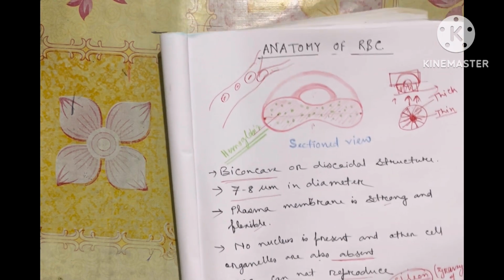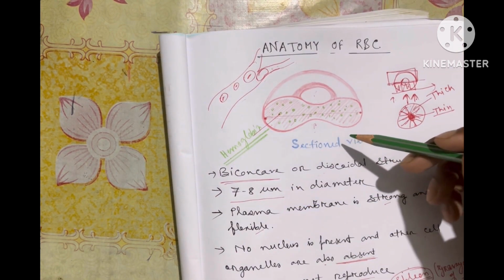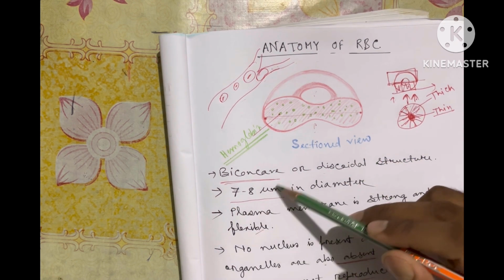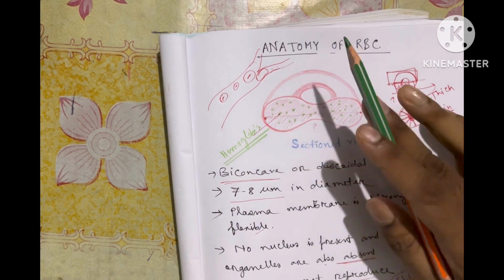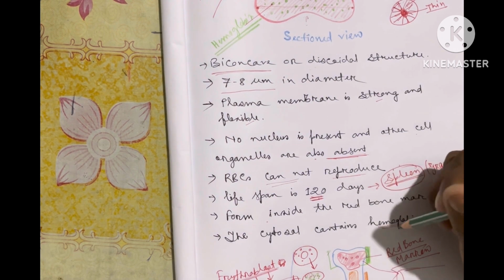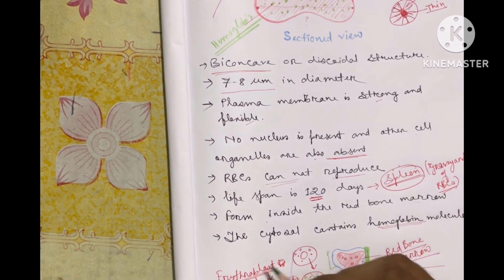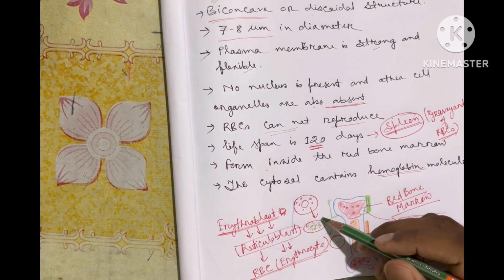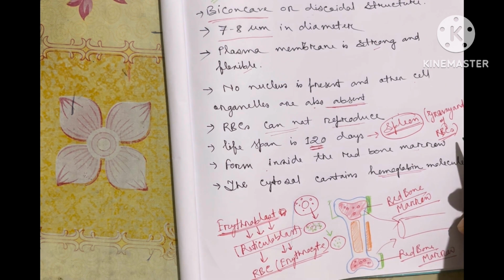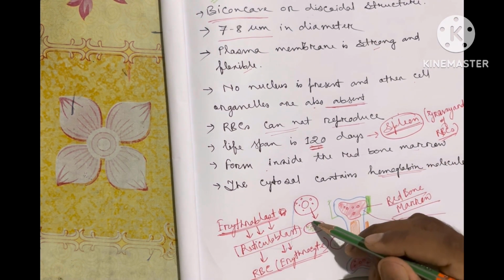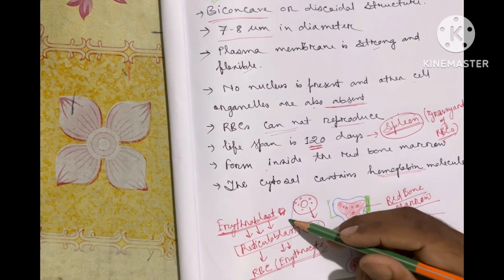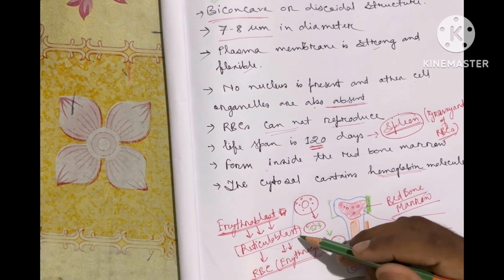And what is the structure of RBCs? I have given all the information. It is biconcave in nature, a discoidal structure, 7 to 8 micrometers in diameter, with no cell organelles and no nucleus present. So the hemoglobin is formed from the erythroblast, basically through our reticuloblast. The starting of the formation of hemoglobin is inside the reticuloblast, which is the intermediate precursor of our RBCs.